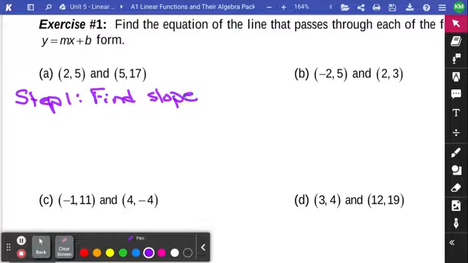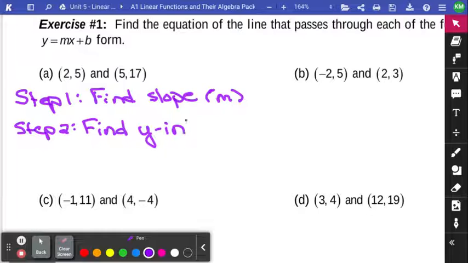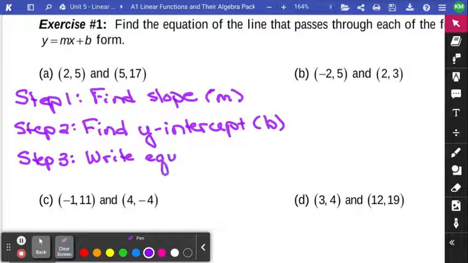And then the second step. Oh, and by the way, slope is m. Then here we're going to find the y-intercept, and that's the b. And then step 3, we're going to write our equation. Okay. Just for the sake of space, I'm going to cross this out. We're going to do letter A.